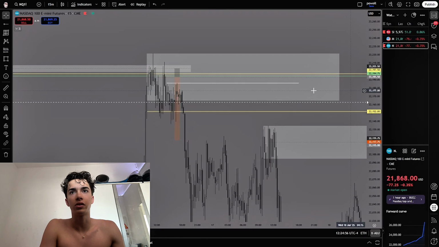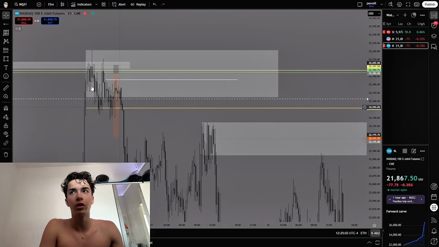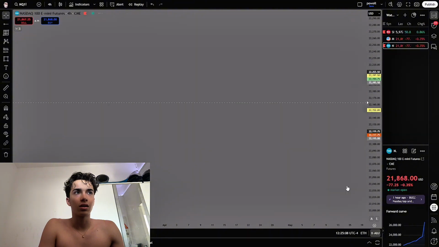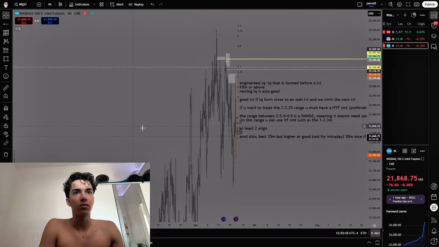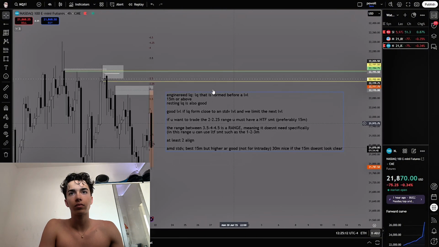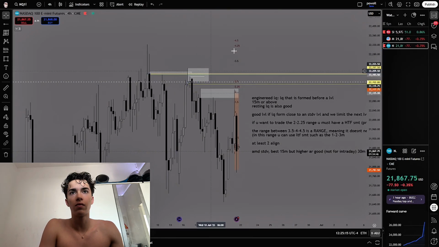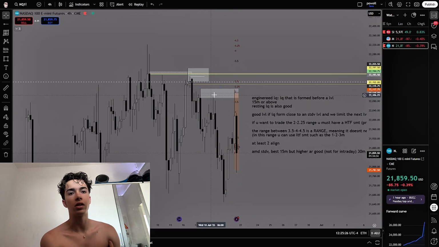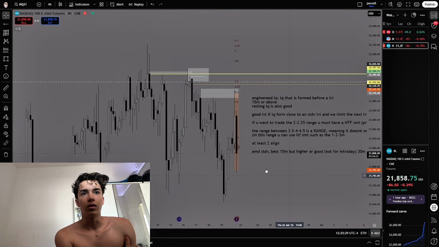It's a week C, a 4-hour week C. We have this white line here that is our engineered liquidity because it's formed in this case right after the level. Yeah, as you can see, right after the level we have the engineered liquidity. This is far from the formation of the level and the use of the level, so it's resting liquidity. Basically, what else?